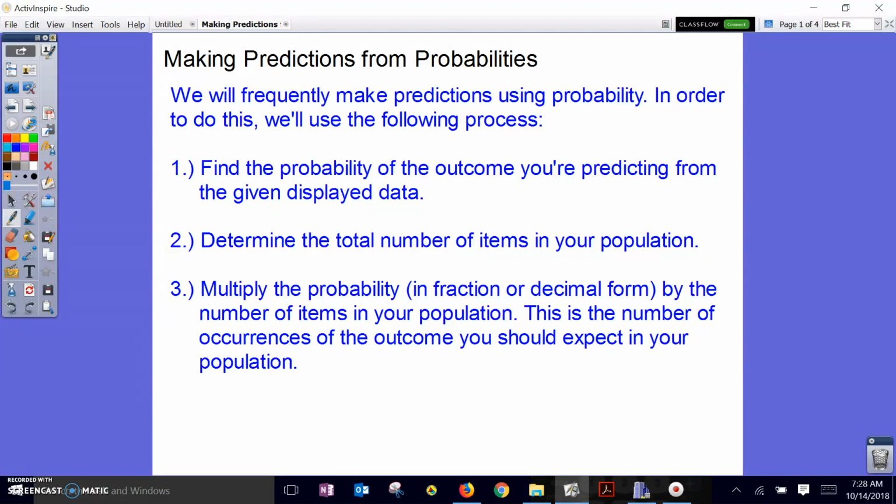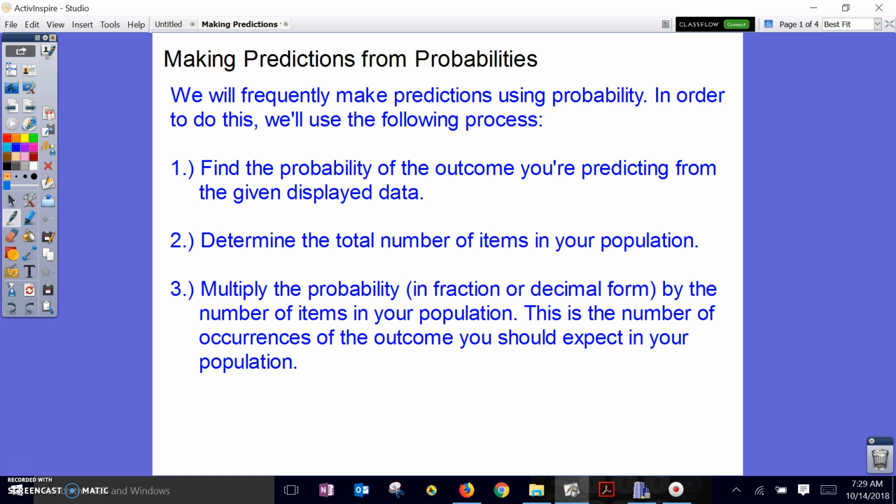Alright, welcome back everybody. In this video we're going to talk about making predictions from probabilities. And this is a really common concept that crops up in a number of different locations mathematically. So we're really going to delve into this.